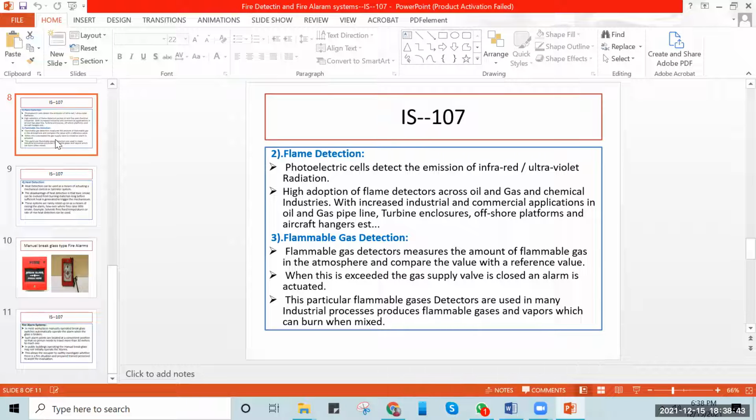Okay, and particular flammable gas detectors are used for many industrial purposes. I have told you, right, that in some locations only particular specified flammable gas detectors will be installed, because particular specific gas detectors are less costly compared with multi gas detectors. That's the main reason they use these particular gas detectors only. Okay, any doubts?